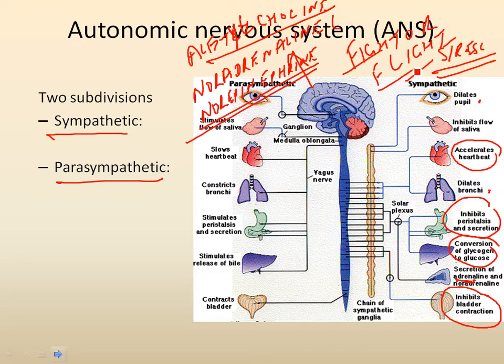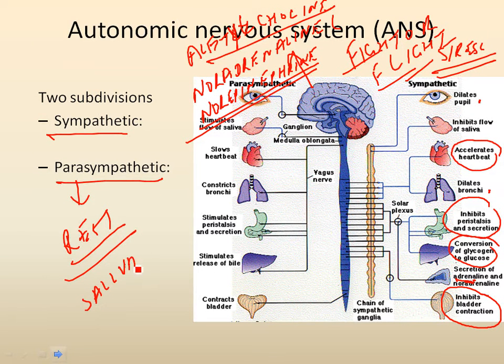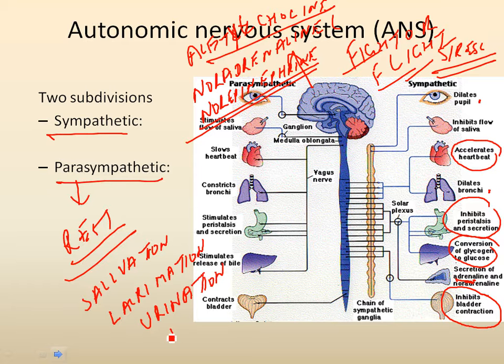The parasympathetic, on the other hand, functions with actions that do not require immediate reaction. So this is specifically responsible for stimulation of activities that occur when the body is at rest. So whenever you are at rest, this is the one that comes into play. And these activities include salivation, lacrimation, that is tears, urination, digestion, and defecation.